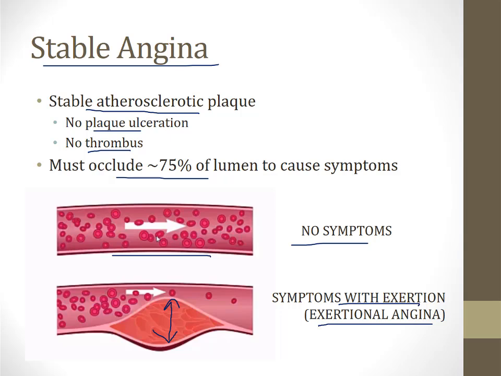This is called stable angina for two reasons. First of all, the atherosclerotic plaque is stable, and also the symptoms are stable. Patients with stable angina only get symptoms with exertion, and the symptoms go away with rest. And this is very different from patients with other coronary syndromes.